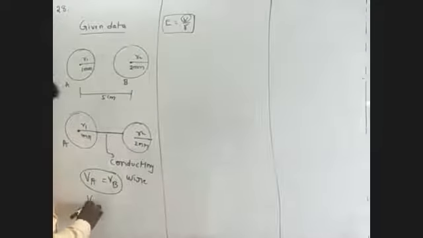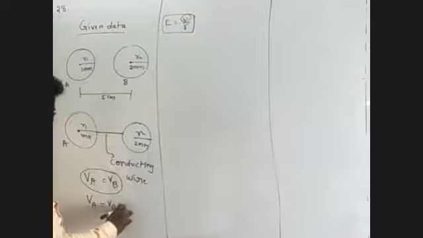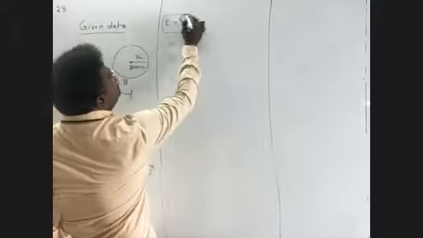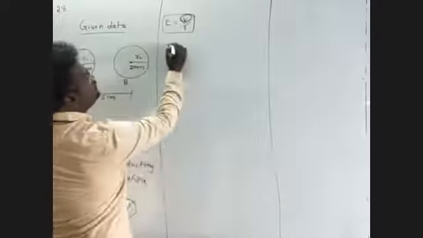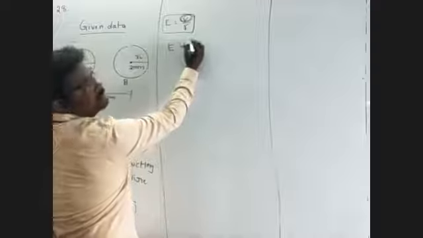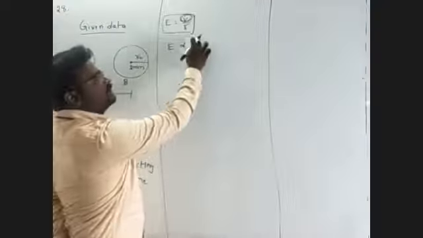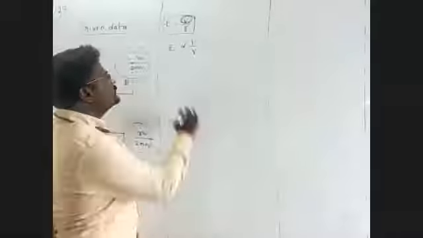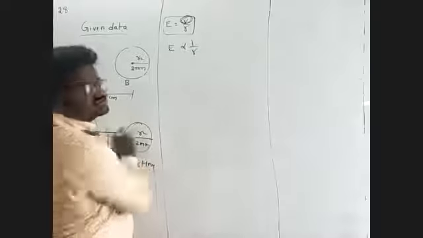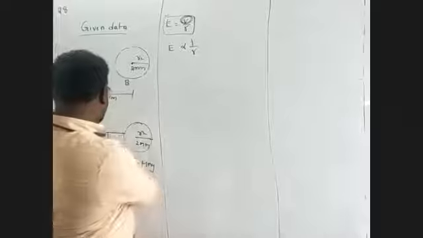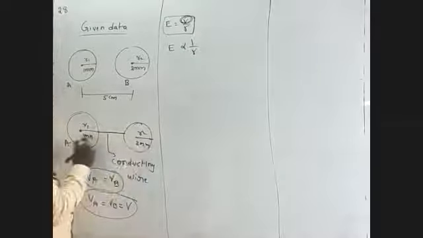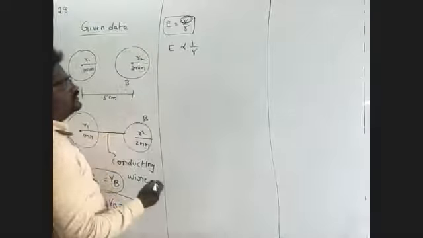So finally, we write VA is equal to VB is equal to V. This is the potential. Now, since potential is constant, we write E is inversely proportional to 1 by R. Here we have two bodies with two radii, R1 and R2. This is body A, this is body B.